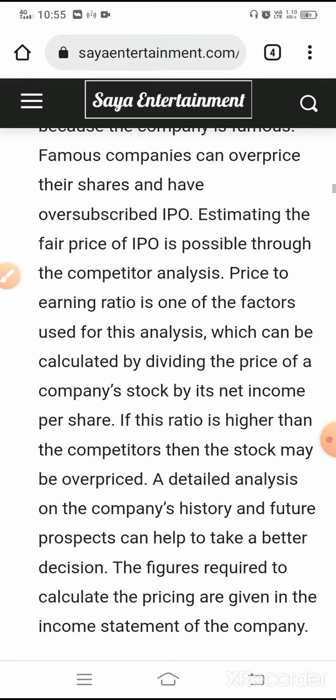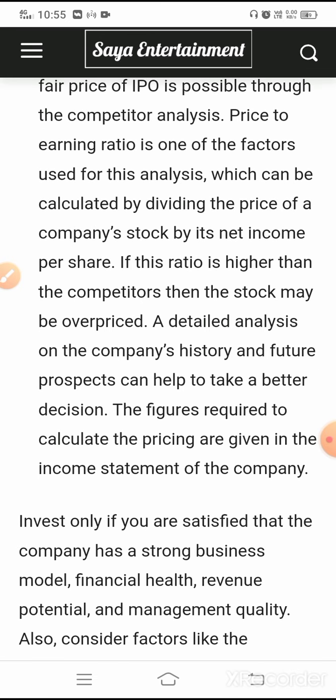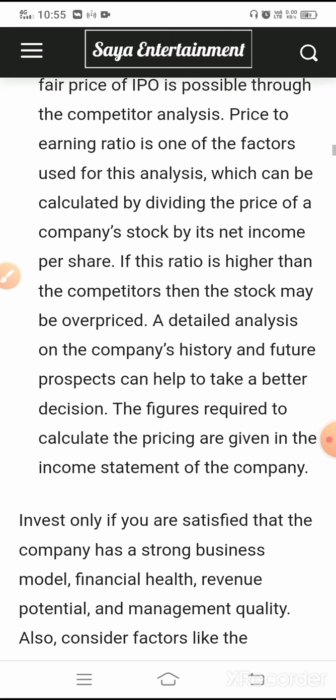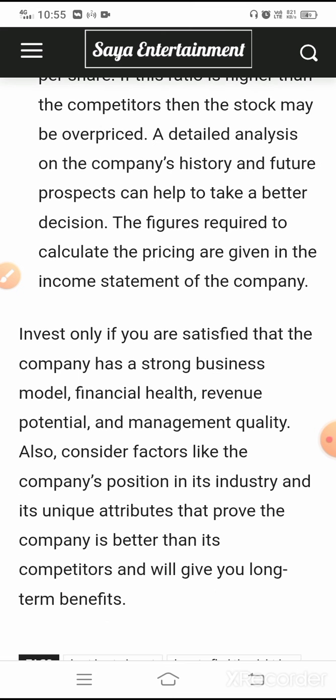So all points are discussed here just to have an idea about the right way to invest in an IPO. So always consider these points before investing in an IPO. Invest only if you're satisfied that the company has a strong business model, financial health, revenue potential, and management quality. Also, consider factors like the company's position in its industry, and its unique attributes that prove the company is better than its competitors and will give you long-term benefits.